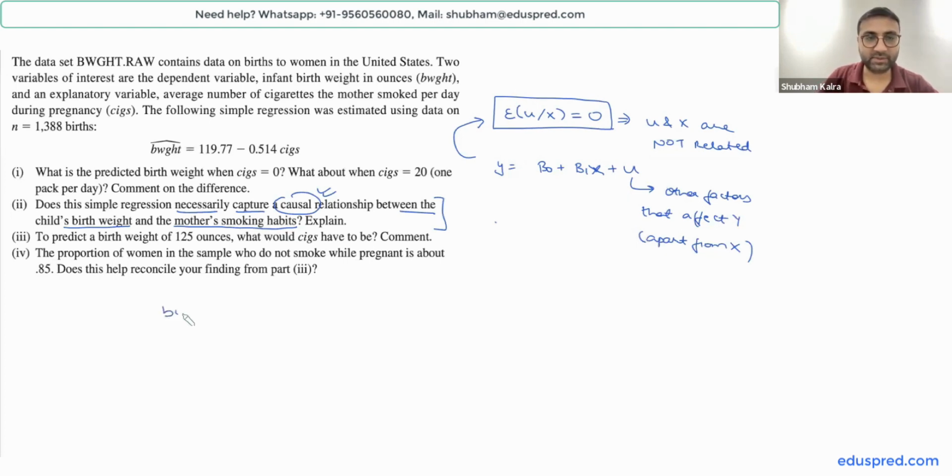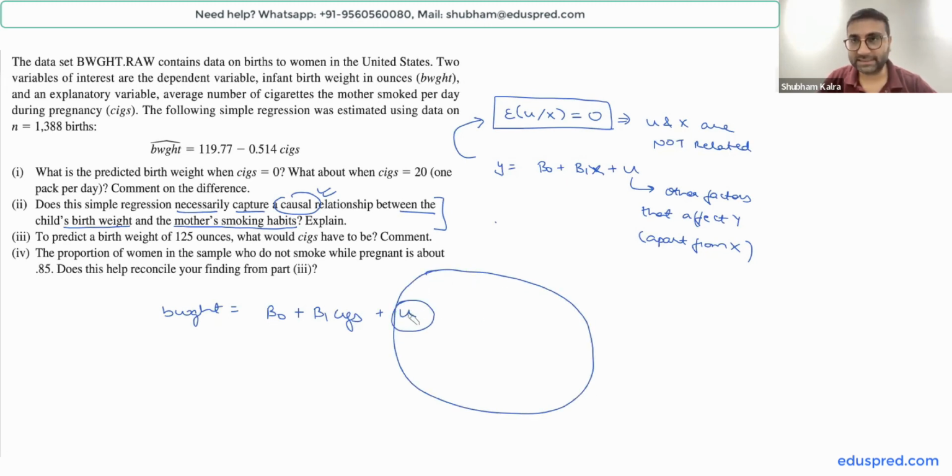So now let's see what it is going to be in our case. In our case, we can write the model as birth weight is equal to beta 0 plus beta 1 CIGS plus error term. So the error term is u. Now we have to think of some variables in the error term. So start thinking of some variables that affect the infant birth weight apart from the number of cigarettes smoked by the mother. Some of the variables that I could think of are mother's education and awareness. Some more variables could be family income. It could also be age of the mother. And there are many more variables that could be there in the error term. I hope you get the idea.